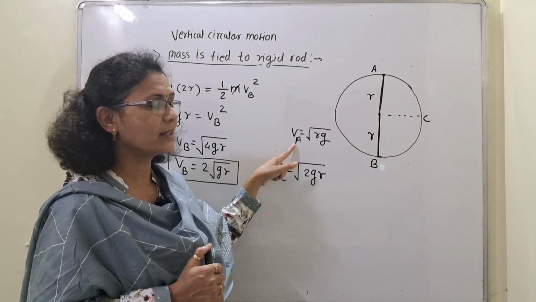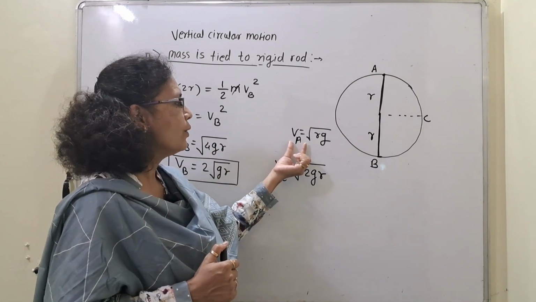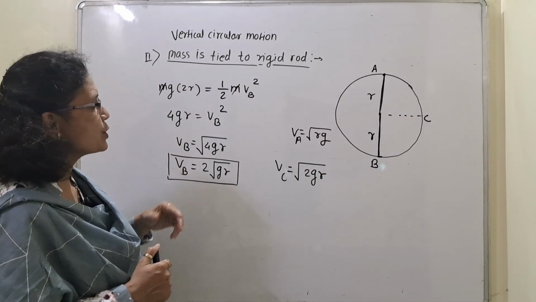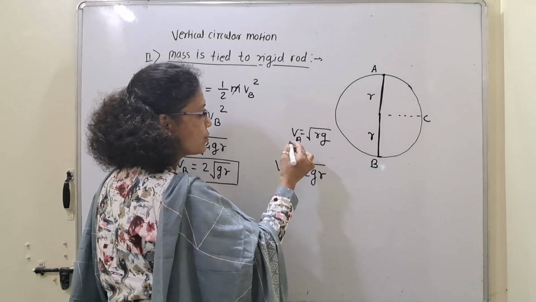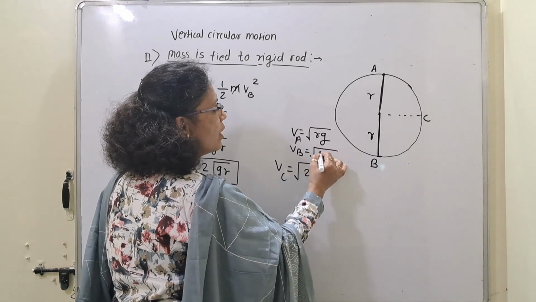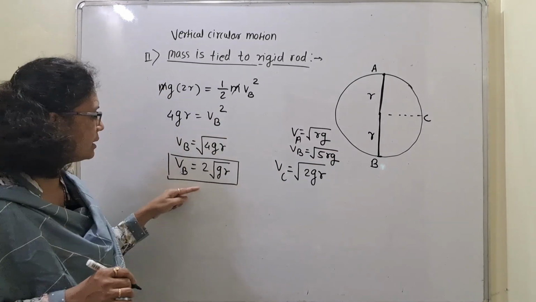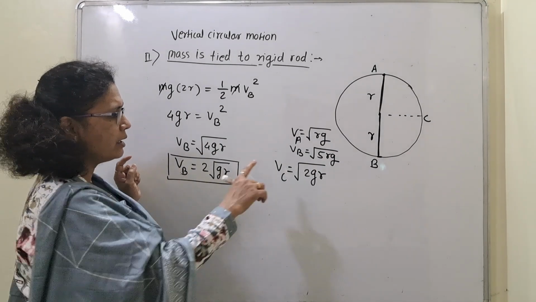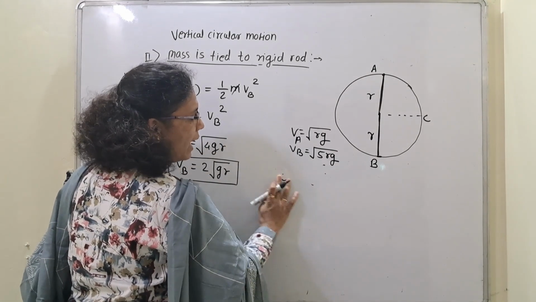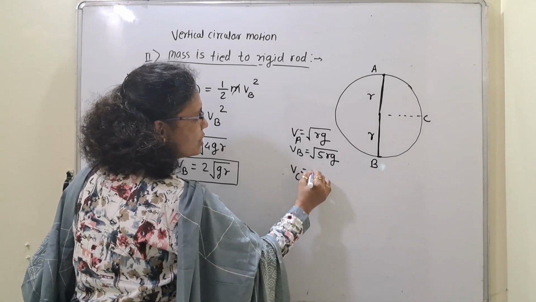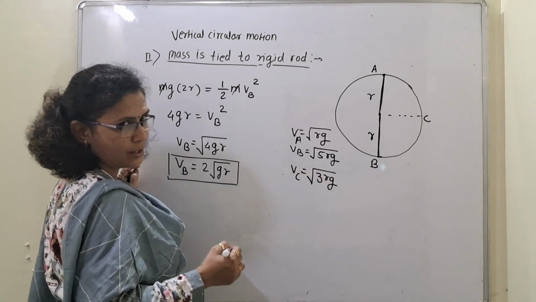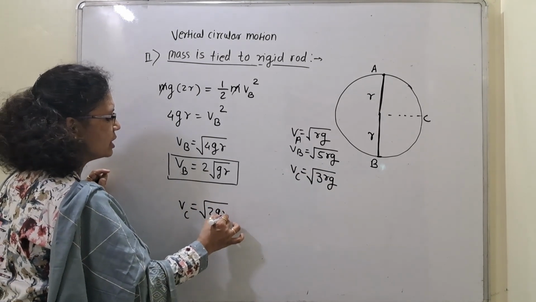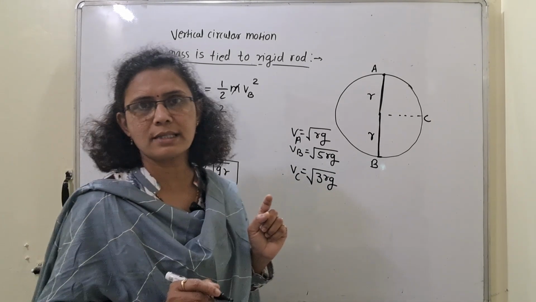In case of a flexible string, it is Va equal to under root rg. At the bottommost position, in case of a flexible string, the velocity was under root 5rg. But in case of a rigid rod, Vb is equal to 2 under root gr. In case of a string at the middlemost position, the velocity was under root 3rg. But in case of a rigid rod, the velocity will be under root 2gr. You have to remember these formulas.